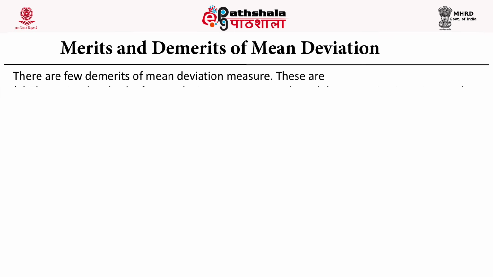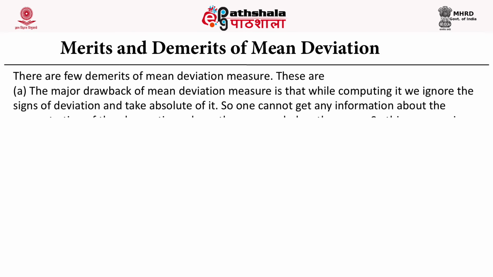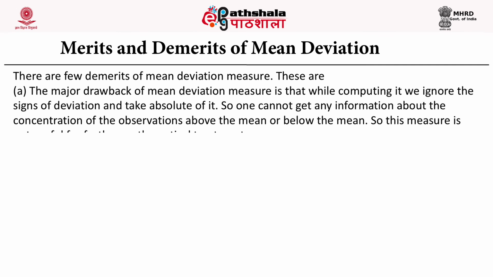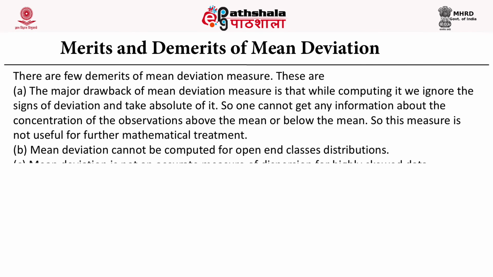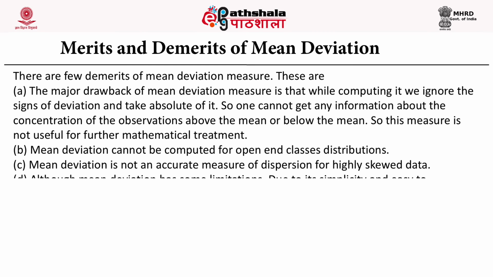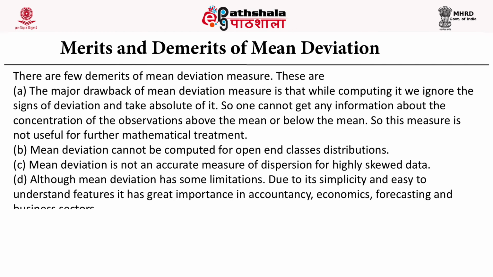There are a few demerits of mean deviation as well. These are: the major drawback of the mean deviation measure is that while computing it, we ignore the sign of deviation and take the absolute value. So one cannot get any information about the concentration of observations above the mean or below the mean. So this measure is not useful for further mathematical treatment. Mean deviation cannot be computed for open-end class distributions. Mean deviation is not an accurate measure of dispersion for highly skewed data. Although mean deviation has some limitations, due to its simplicity and easy-to-understand feature, it has great importance in accountancy, economics, forecasting and the business sector.